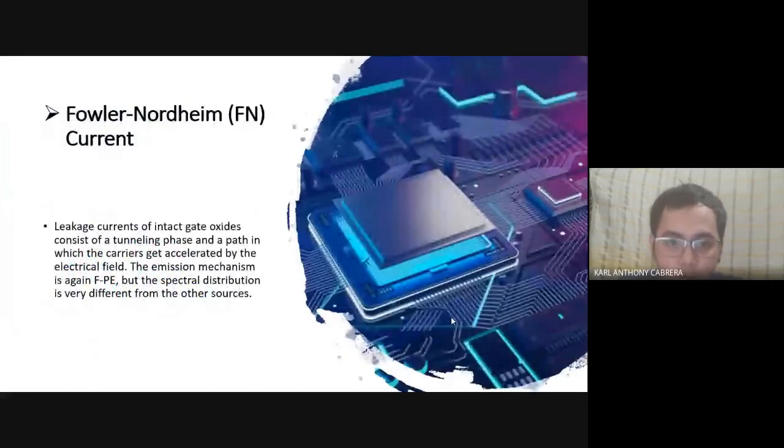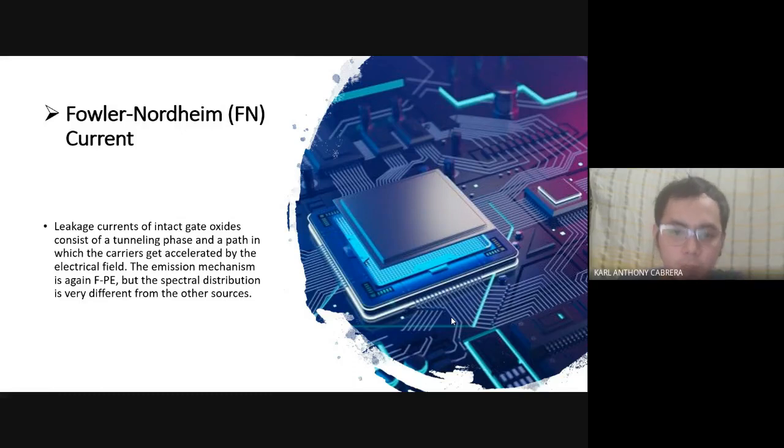Next is the Fowler-Nordheim or FN current. Leakage currents of intact gate oxides consist of tunneling phase and a path in which the carriers get accelerated by the electrical field. The emission mechanism is again FPE, but the spectral distribution is very different from the other sources. The emission intensity is almost equally distributed over the recorded spectral region with a relative maximum at 1.8 electron volt. Next.